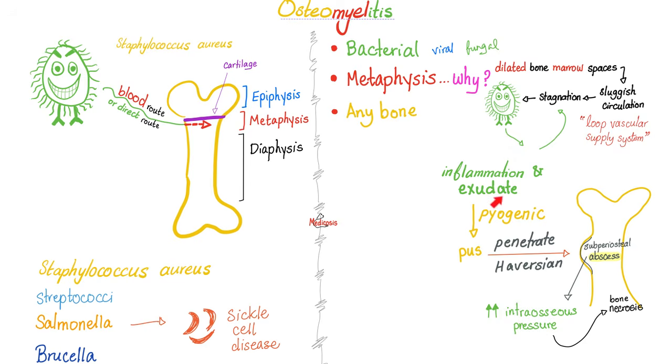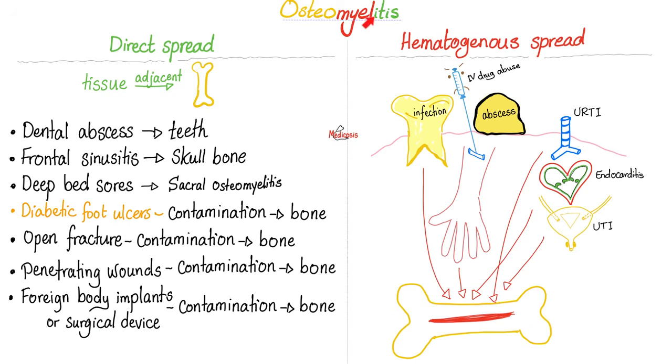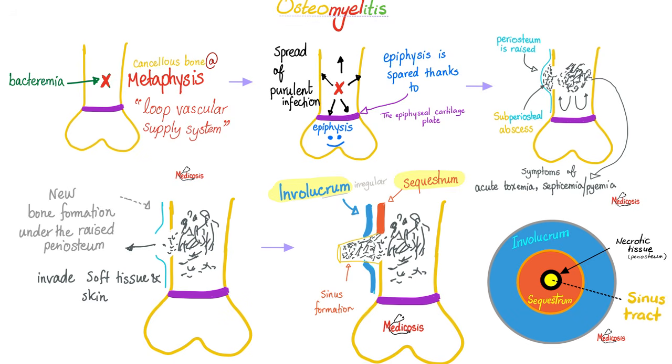Inflammation of the bone, exudative effusion, lots of pus, eventually necrosis with increased intraosseous pressure. It is really painful. Why did I get osteomyelitis? Could be direct spread or hematogenous spread. From an abscess, for example? Absolutely. From a tooth infection? Why not? From endocarditis? Yup. Then I'm going to land at the metaphysis.